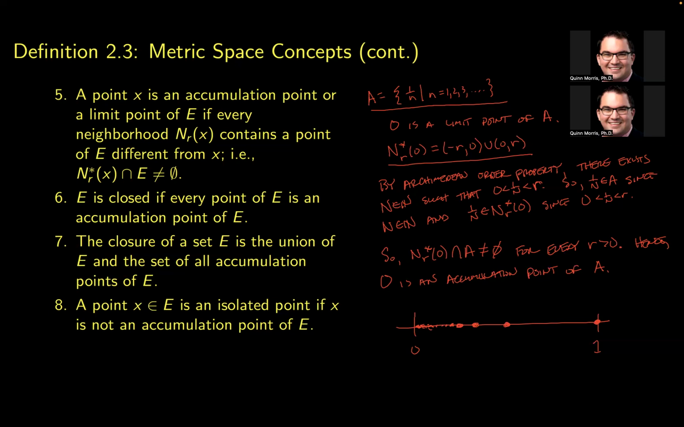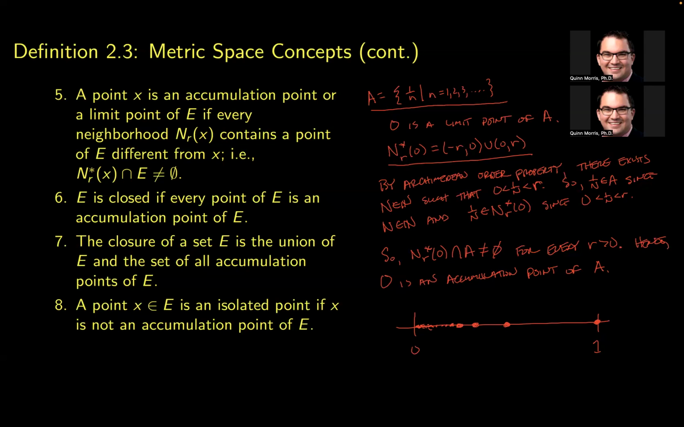The next couple are again just terminology. So number 6, E is closed if every point of E is an accumulation point of E. So if every point of a set is an accumulation point of that set, then the set is closed. The closure of a set E: if I have a set E and I want to talk about its closure, it's the set E and all of its accumulation points taken together. So it's the union of E and the set of all accumulation points of E. You just take E and you add in all of its accumulation points.